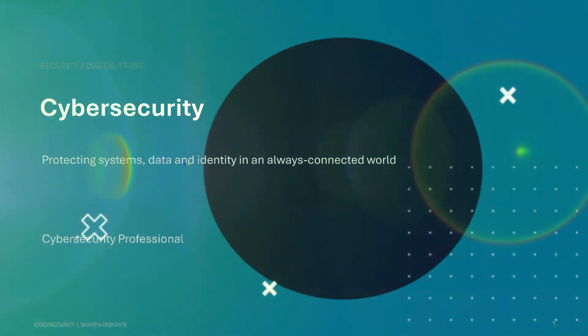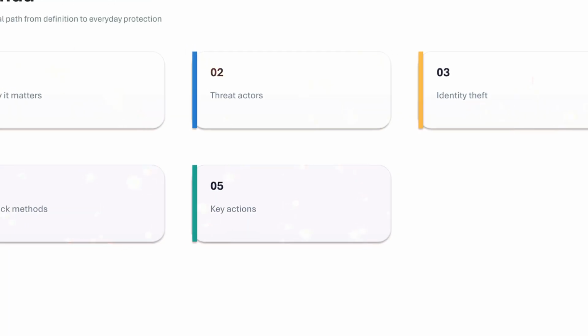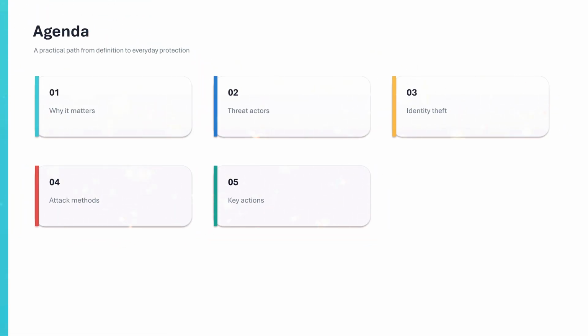Here is our plan for today. We will first define cybersecurity and explain why it matters. Then we will examine attacker profiles, identity theft, and common attack methods. We will finish with practical actions and recommendations. Keep in mind that a major cyber incident often begins with a very small event, such as one employee clicking a convincing link that quickly escalates into an organization-wide problem.